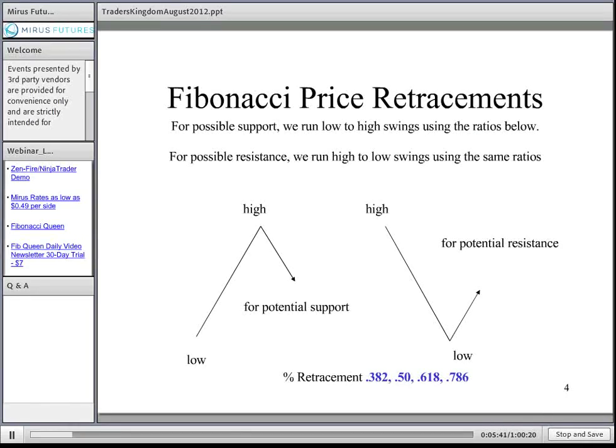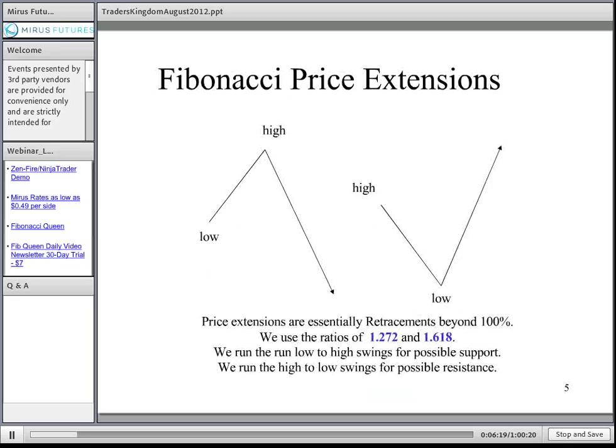Okay, so again, just to review, as far as Fibonacci price retracements for possible support, I'm going to run the low to high swings and then retrace using these ratios down here for possible support. Or I'm going to measure the prior high to low swings and retrace using the same ratios for possible resistance. Okay, you're not going to look at or use every single retracement level for a trade. What you're really going to do is ideally look for the clustering of these price relationships from different swings. Okay, and as we get to some of the trade setups, you should be able to understand more of what I'm talking about.